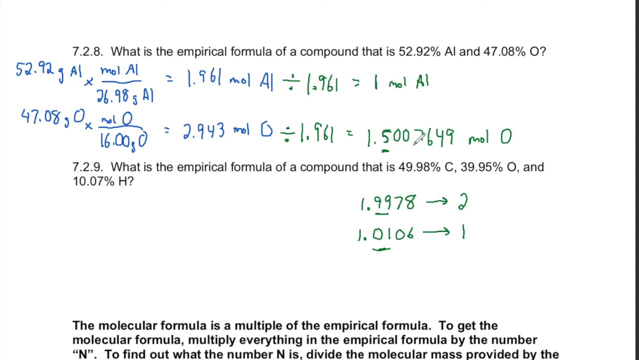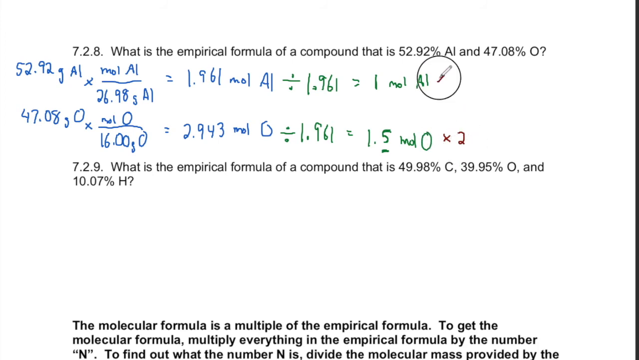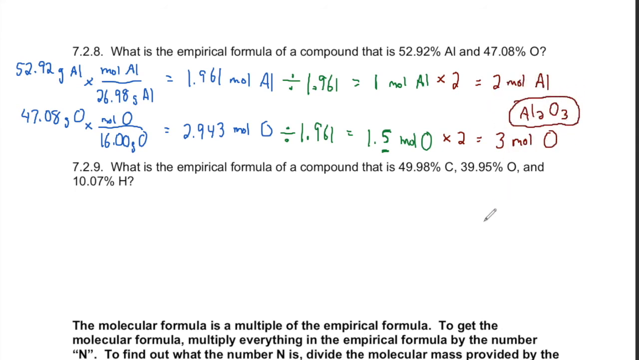Let's keep working. Let's keep this as 1.5, and we can do something to get it to be a whole number. So we have a couple hints in step 4 up above, but basically this is a 1 to 1.5 ratio. For a half, you can double it. So we can multiply both of these by 2, which gives us 2 moles of aluminum and 3 moles of oxygen. So the compound that we have here is actually aluminum oxide, Al2O3.